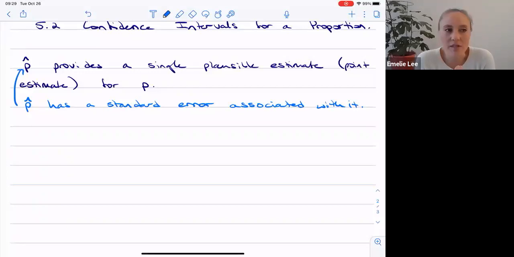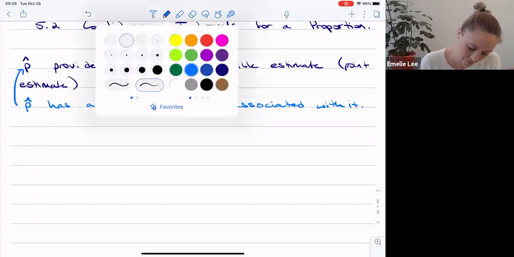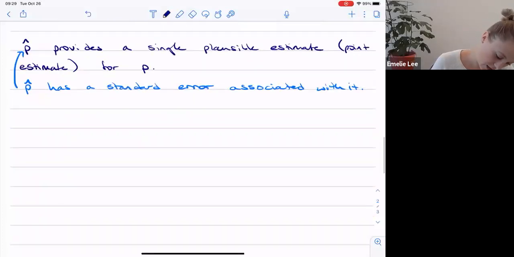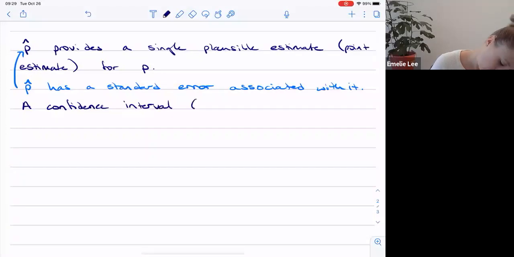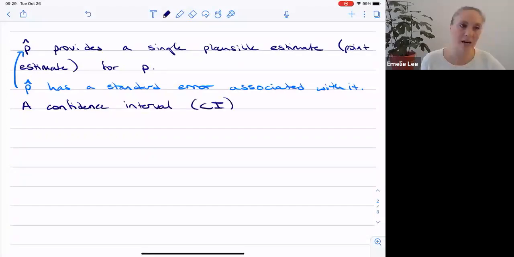So we use confidence intervals. Here we have a single plausible estimate, and a confidence interval is going to give us a range of plausible values for P. I usually abbreviate confidence interval as CI, so if you see CI, that's what I mean.